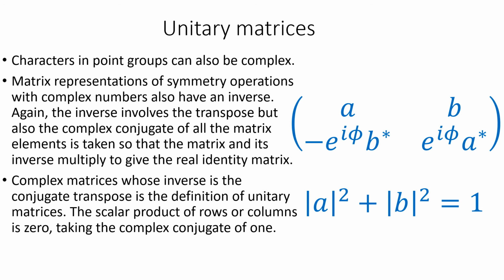Likewise, those two columns should also give a dot product of 0. We take a complex conjugate of one of them. So for example, if we take the complex conjugate of the second one, then B changes to B star, and the A star will change to A, and the e to the i phi will change to e to the minus i phi. So again, if we take these products, we'd have A times B star with the top terms, and with the bottom terms, having taken the complex conjugates, it's also A times B star.